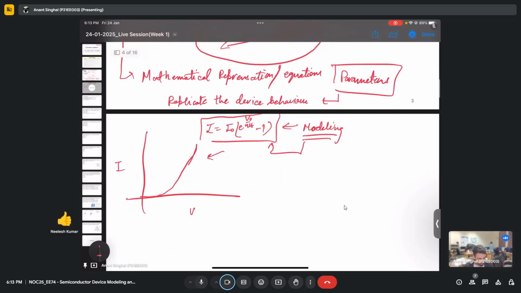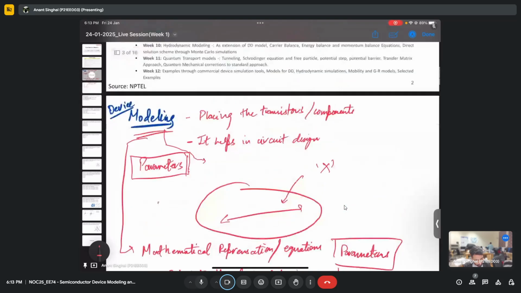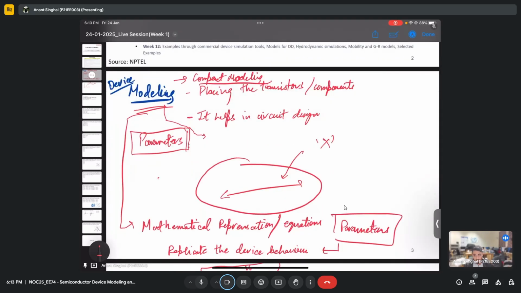What I was saying is that giving a mathematical representation or a certain representation so that a device's behavior can be replicated is what is called device modeling. There is one more term associated with it, which is also known as compact modeling. You have heard of it. This is a broad domain in the semiconductor industry, and we have certain groups in India which are working on compact modeling, and we are also working on this particular aspect.